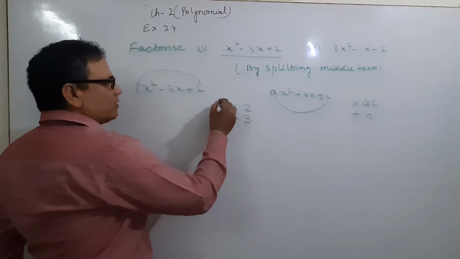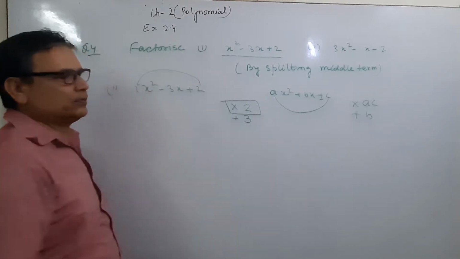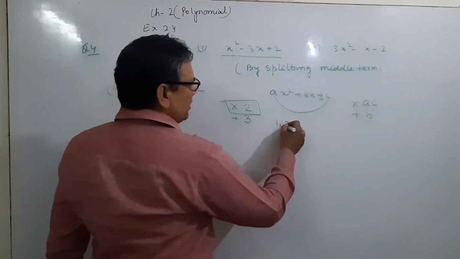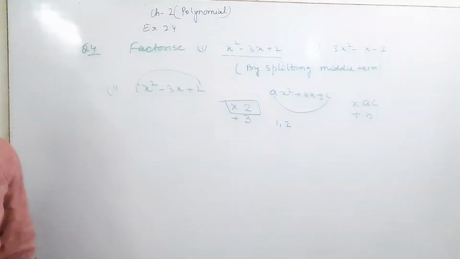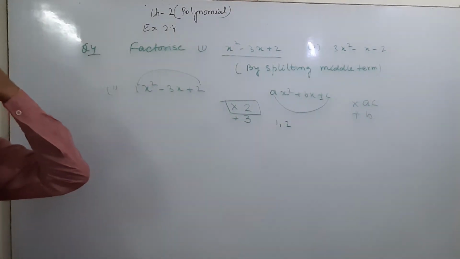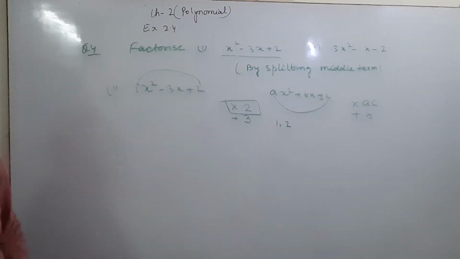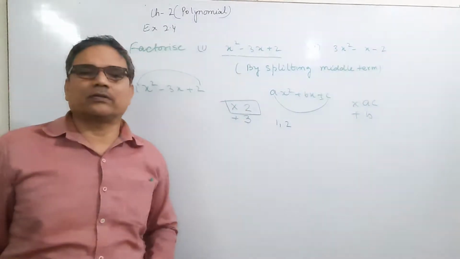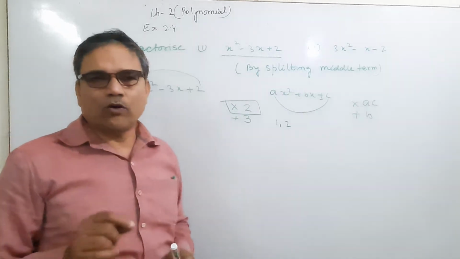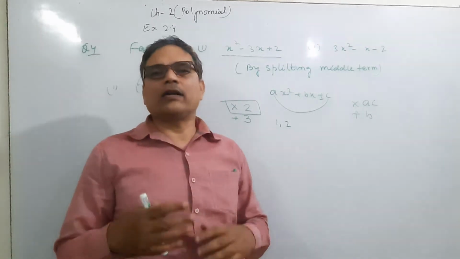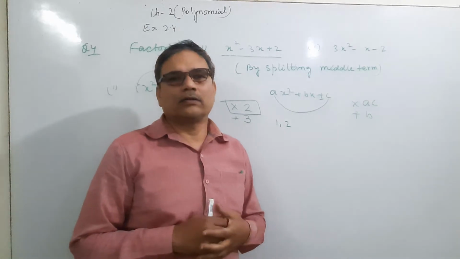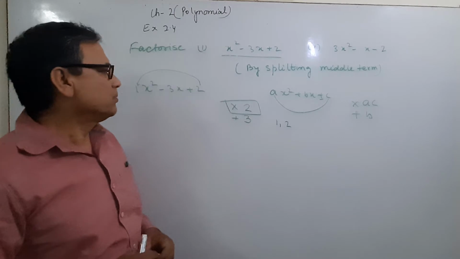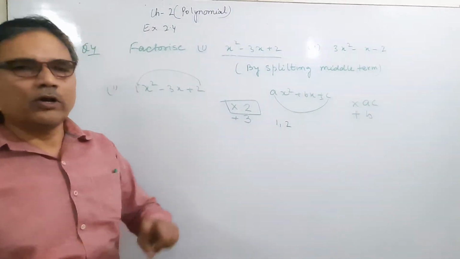We have to find the factors of this number 2. What are the possible factors of 2? 1 and 2. We have to write the factors of the value which we obtain after multiplication. The number which we obtain after multiplication, we have to find the factors of that number. It means the factors of 2 are 1 and 2. Only 2 factors are there.